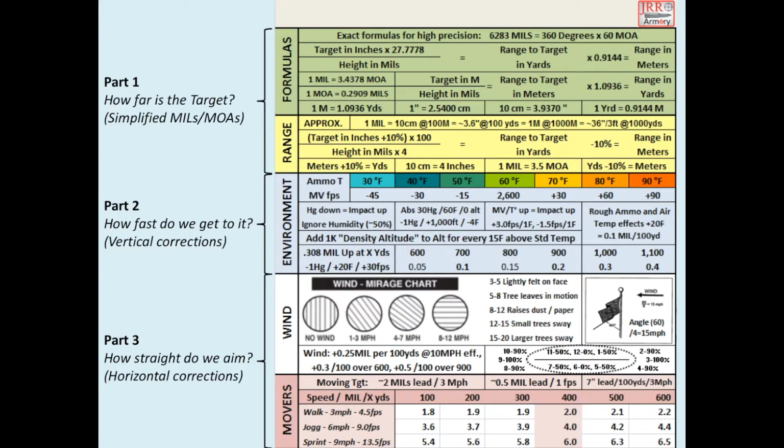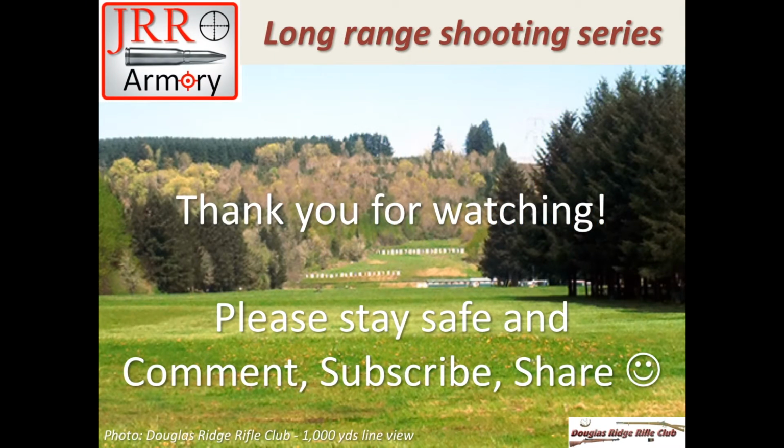So we are at the end of part 2, which covered how fast we get to the target and what type of vertical corrections we need to make. Please stay tuned for part 3, where we will look at how straight we aim and what type of horizontal corrections are needed based on the wind or moving targets.